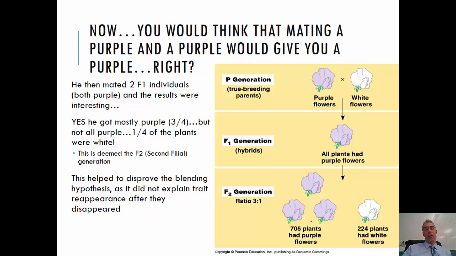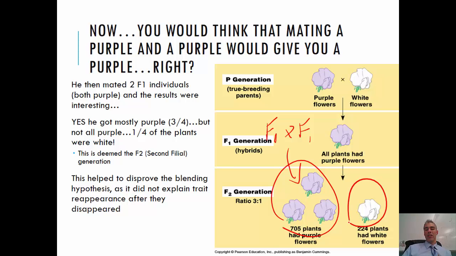But what he ended up getting, in the second generation, the F2 generation, which was a result of crossing two F1s, so we'd cross an F1 with an F1 individual, was this weird 3-to-1 ratio of purple to white. So the white trait disappeared in the F1 and then reappeared in the F2 when we mated the hybrid plants, the F1s, together. So you get this 3-to-1 ratio.